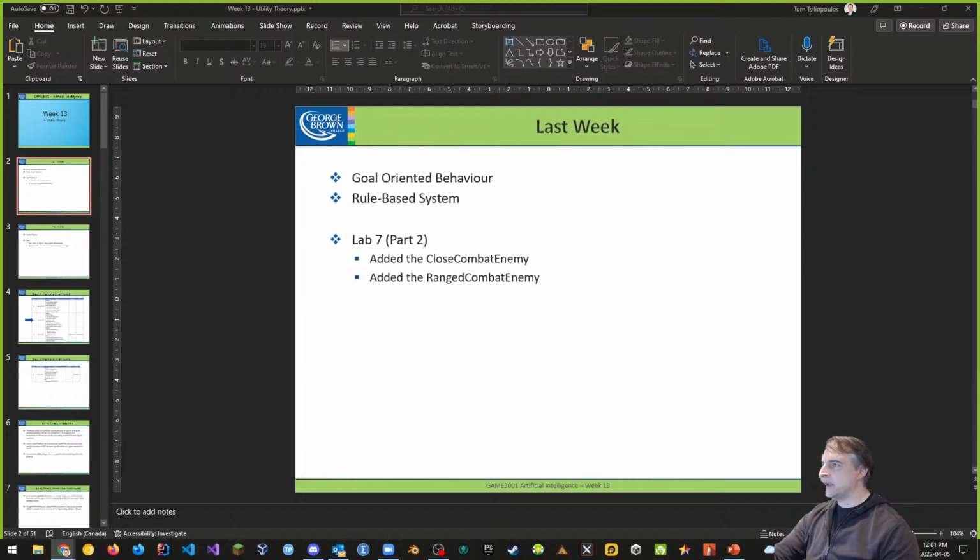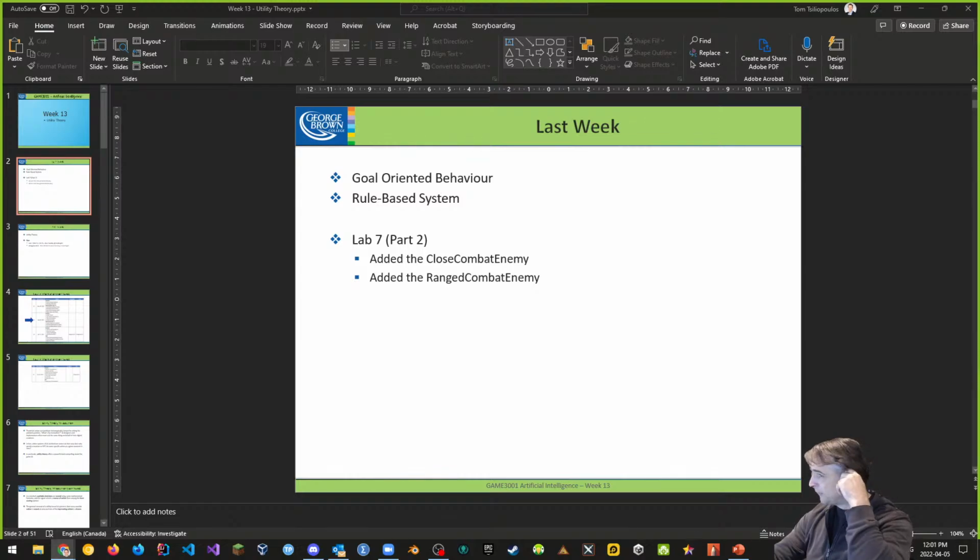So last week we were talking about goal-oriented behavior. We also discussed very briefly rule-based systems and how that is very different and a little bit older than some of the newer stuff that we've been talking about over the last little while. So that's something that we talked about.